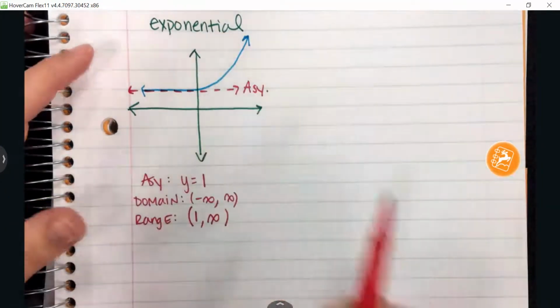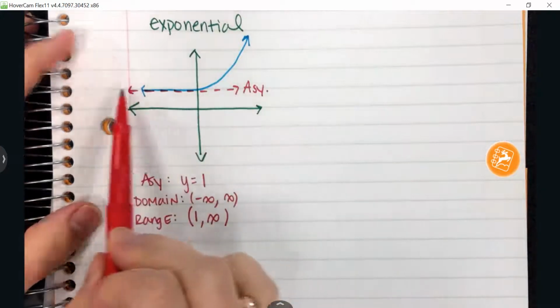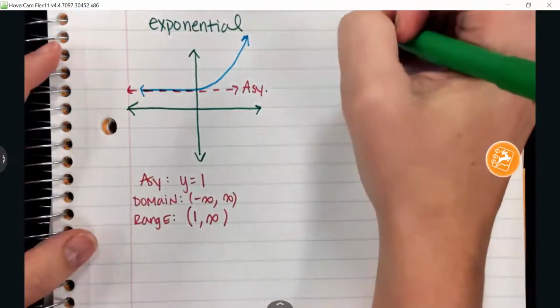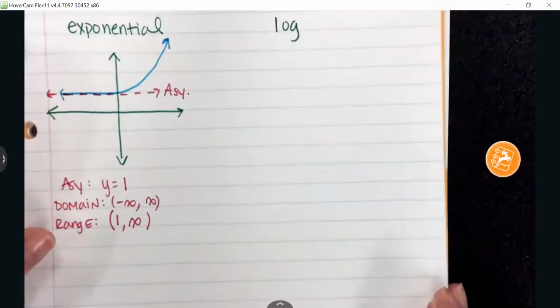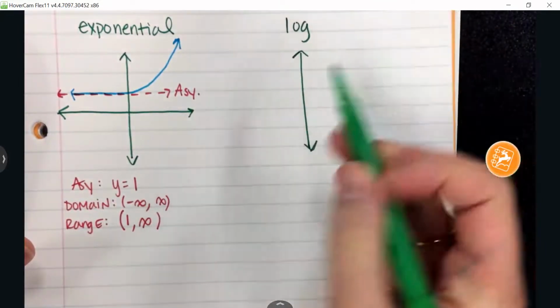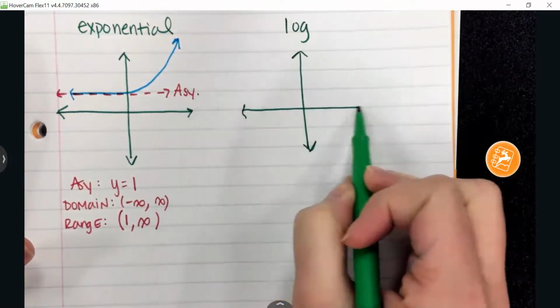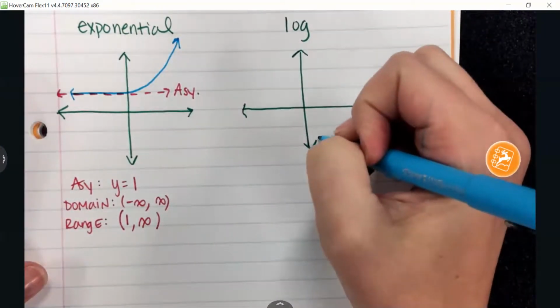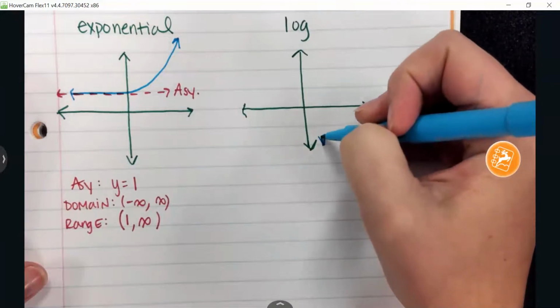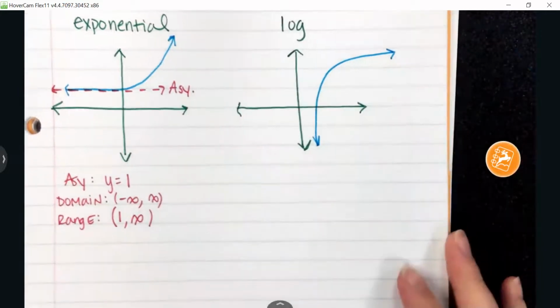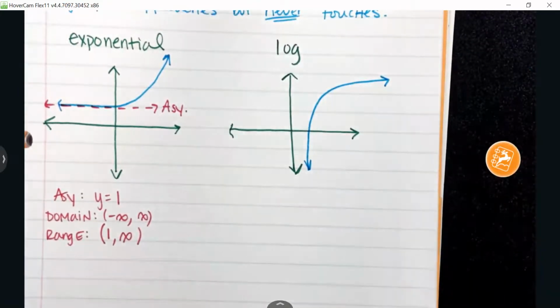So an exponential graph has an asymptote across the y-axis. Let's go look at a log graph. So a log graph, we're going to draw it. Okay. So my log graph is going to have a straight line and then it will curve.